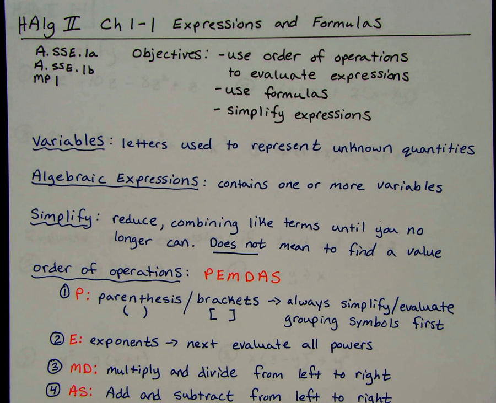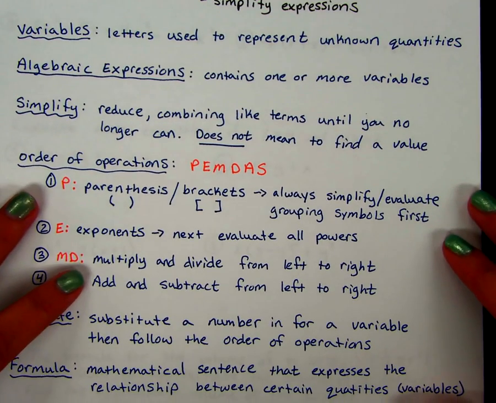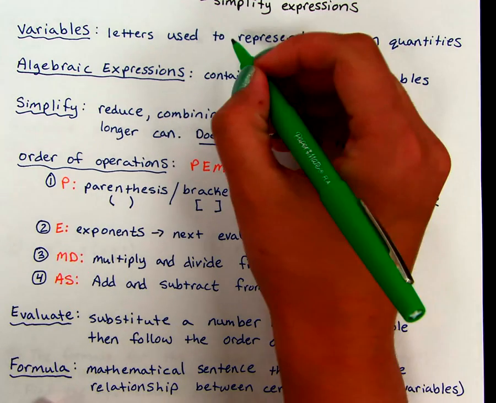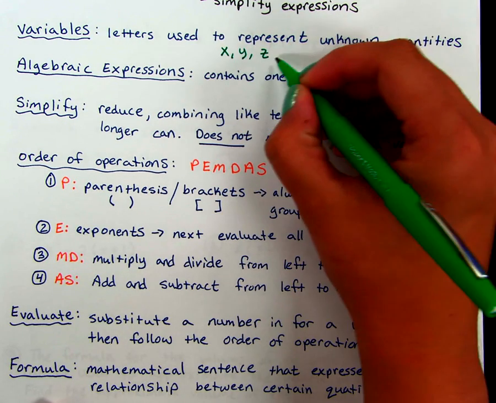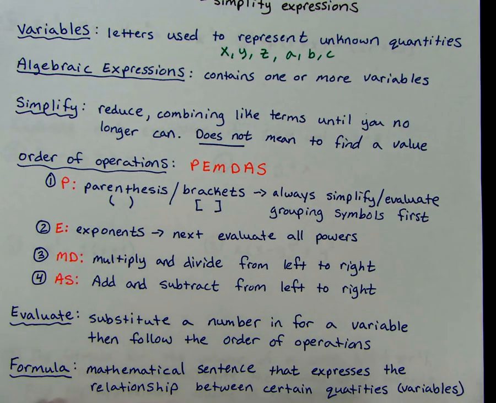So to begin with, we are going to go over some vocabulary terms, and then we will move on to examples. So to start with, a variable is a letter used to represent an unknown quantity or an unknown number. So typically we are familiar with X, Y, Z. We could also use A, B, C, or really any letter from the alphabet.